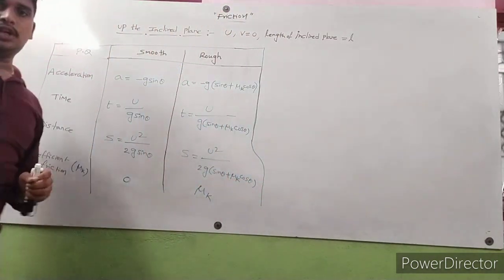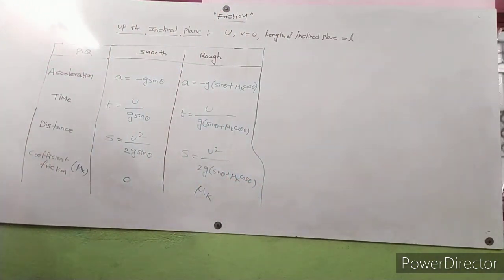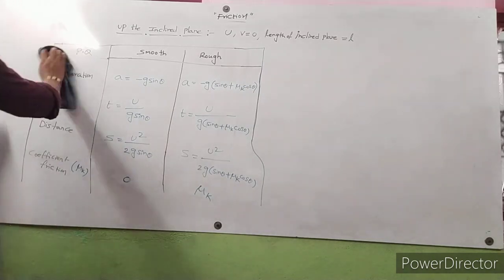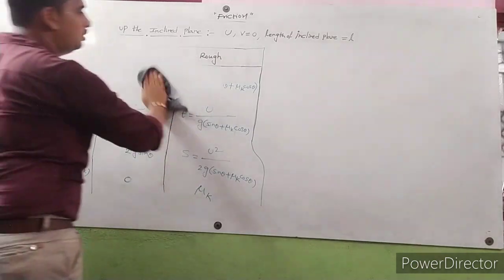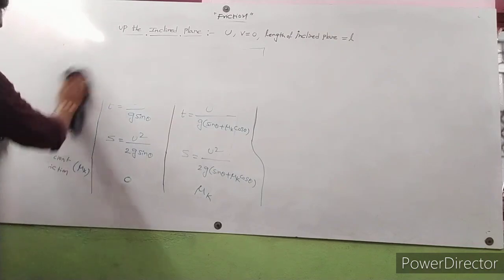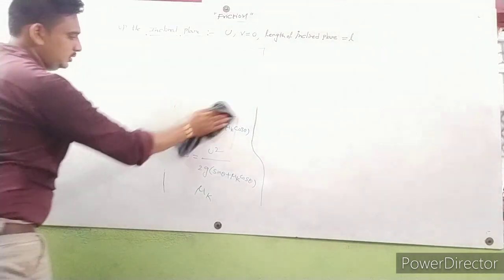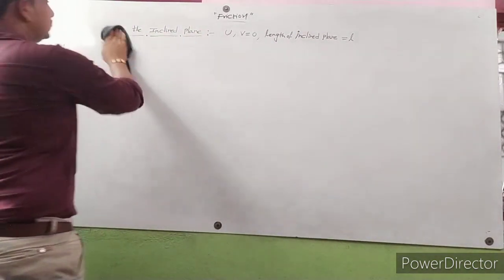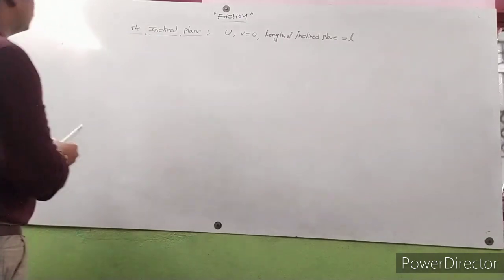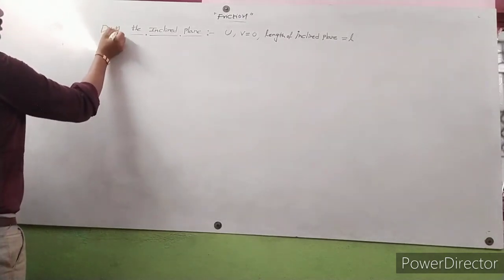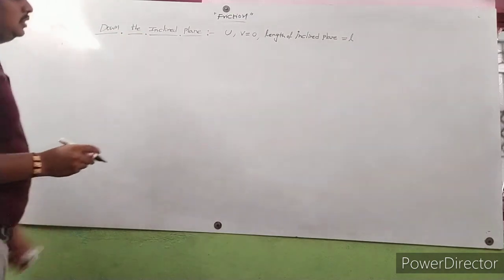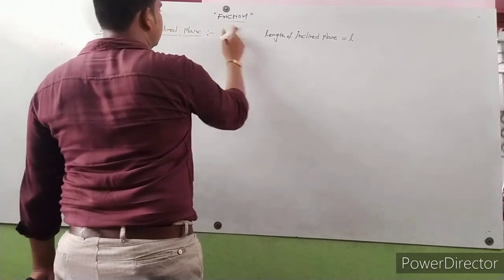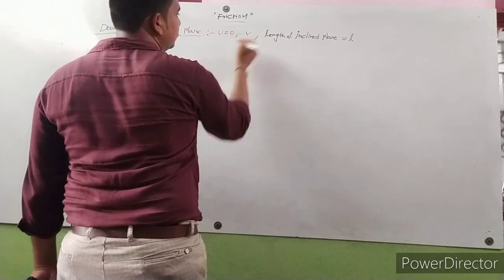Up the inclined plane is done. Now down the inclined plane. I draw the inclined plane like this, with length L. The initial velocity is 0, and the final velocity is V.